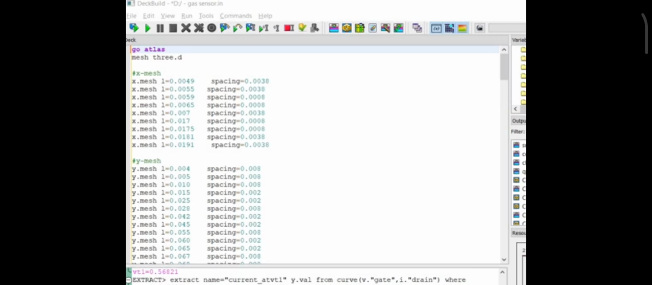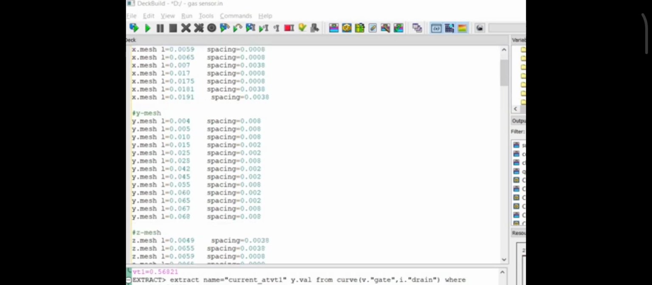Start from the same statement, go atlas. The mesh 3D, X meshing starts from 4.9 nanometer up to 19.1 nanometer. Y meshing starts from 4 nanometer up to 68 nanometer.